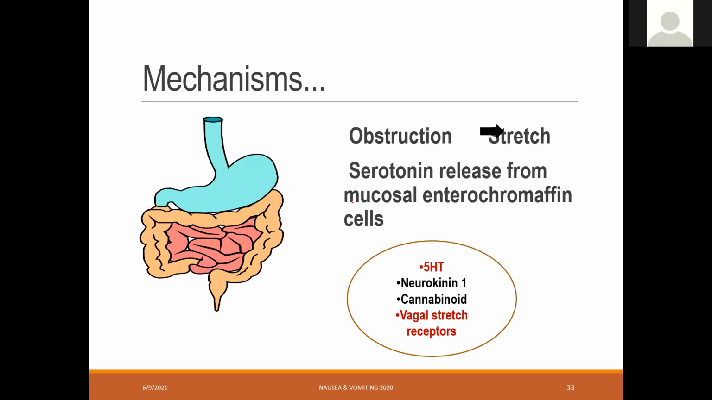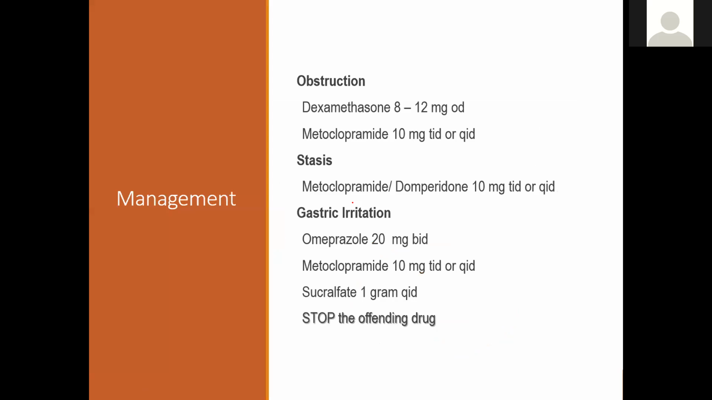Usually the stretched receptors will act. This usually deals with the serotonin release from the enterochromaffin cells. So we have to use the vagal stretch blocker, the serotonin receptor blocker or NK1 blocker. The drug would be usually a combination of a steroid, a prokinetic and drugs to reduce the gastric irritation. And if a particular drug is causing the obstruction, stop the offending drug.